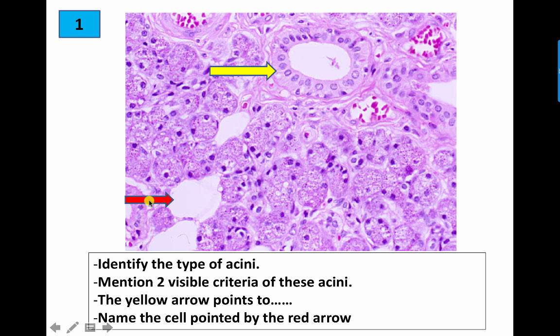Name the cell pointed by the red arrow. This is, of course, the fat cells, which are present in huge numbers in this gland. Of course, you know this gland is the parotid gland, because here it is purely serous acini.